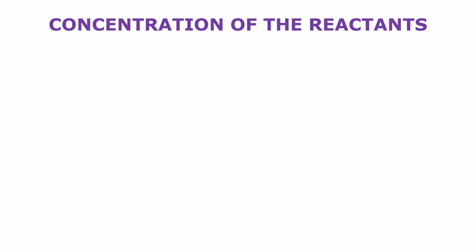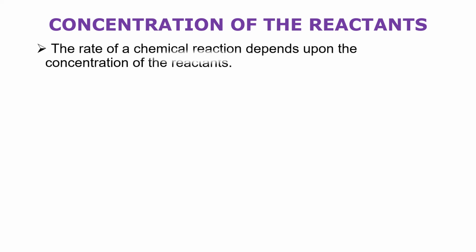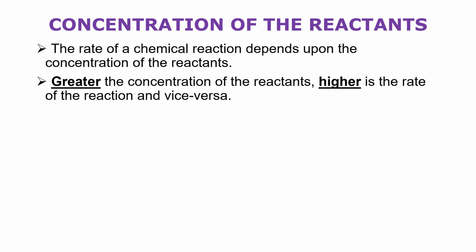So we go on to the third factor which affects the speed of a chemical reaction, that is concentration of the reactants. The rate of a chemical reaction depends upon the concentration of the reactants. Greater the concentration of the reactants, higher is the speed of the reaction, and vice versa. So in other words, if the reactants are very concentrated, obviously the chemical reaction will happen very quickly. The concentration of the reactants is strong.